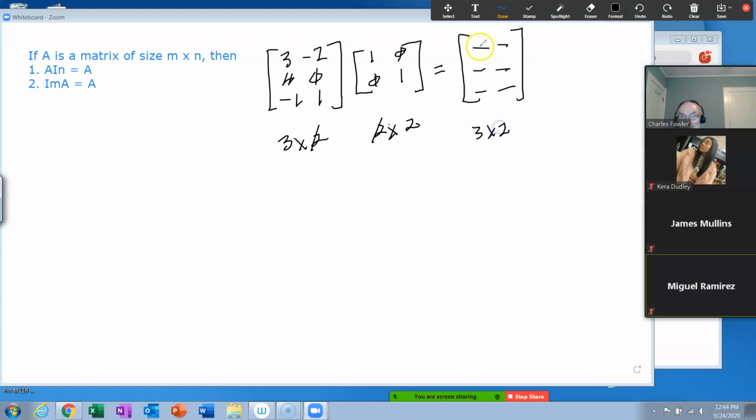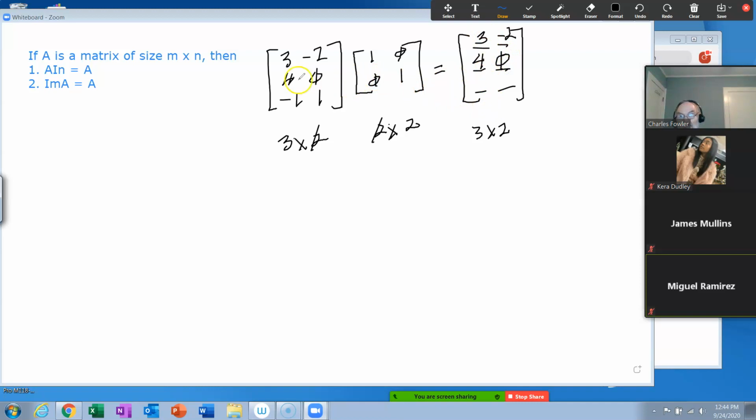So let's do it. First entry here, first row, first column, first row, first column. 3 plus 0 is 3. First row, second column, first row, second column. 0 minus 2 is minus 2. Second row, first column, second row, first column. 4 plus 0 is 4. Second row, second column, second row, second column. 0 plus 0 is 0.